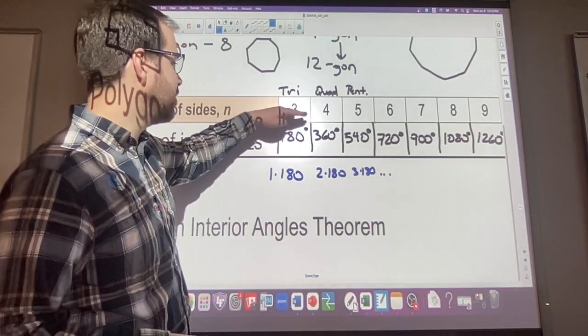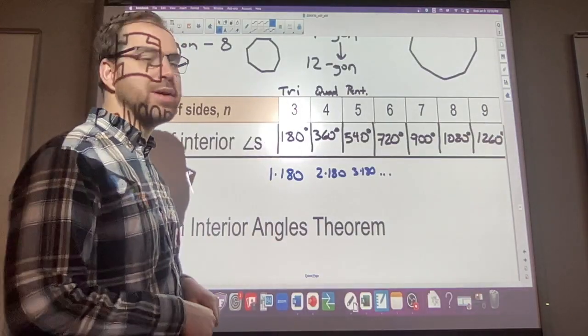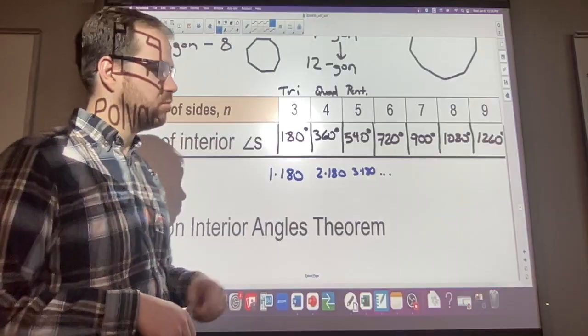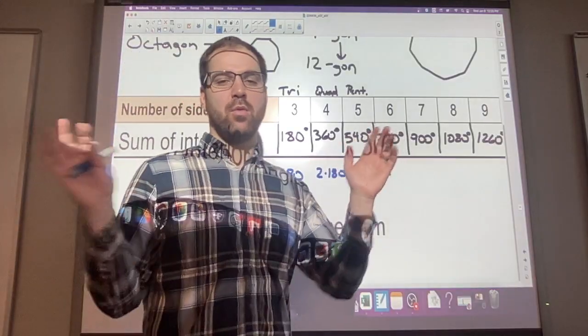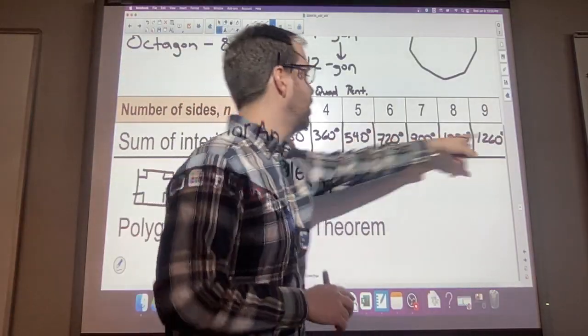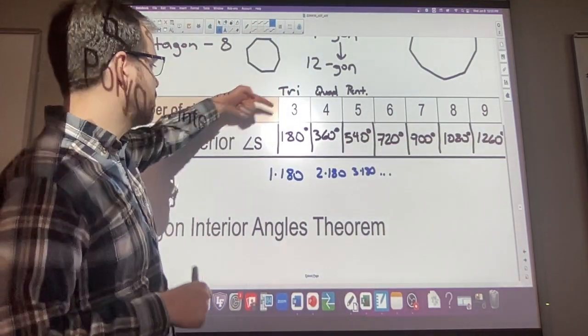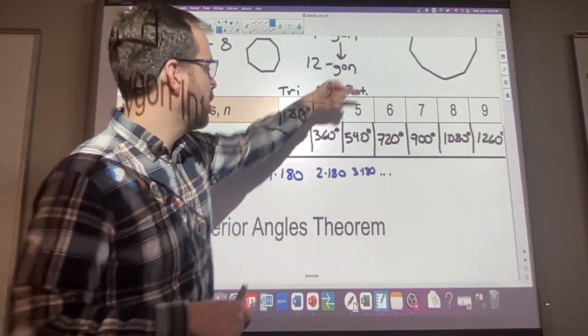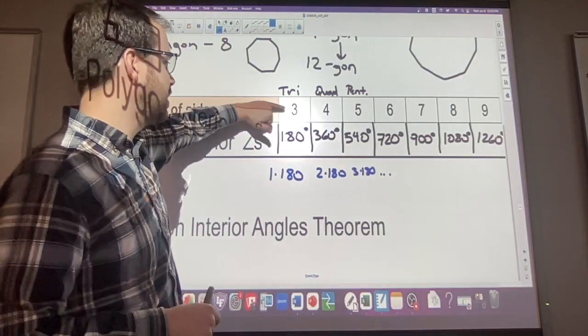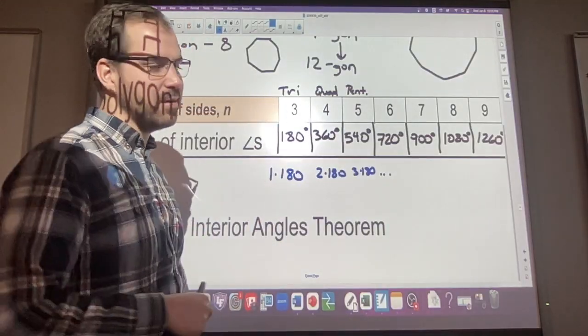Now here's how this is useful. We can take the number of sides and plug it into an equation to figure out if it was a 20-sided shape, what would be the sum of its interior angles. Okay, so here's how this works. Notice the relations. Go 3 to 1, 4 to 2, 5 to 3. Each time we're subtracting 2 from the number of sides.